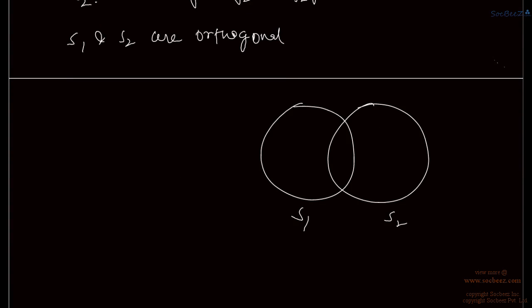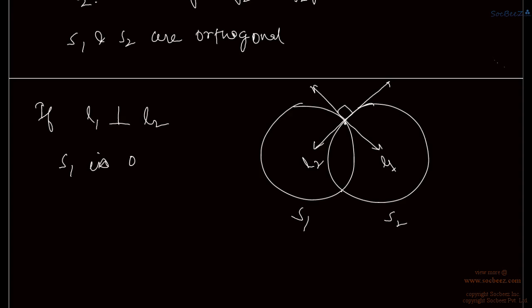It means that, say, this is circle S1 and this is circle S2. These are the points of contact. At the point of contact, draw tangents to those two circles. Say L1 is a tangent to circle S1, and this L2 is a tangent to circle S2. If L1 and L2 are perpendicular to each other, that is, the angle between the tangents at the point of contact is 90 degrees, then circles S1 and S2 are said to be orthogonal. So S1 is orthogonal to S2, or we can say S2 is orthogonal to S1.